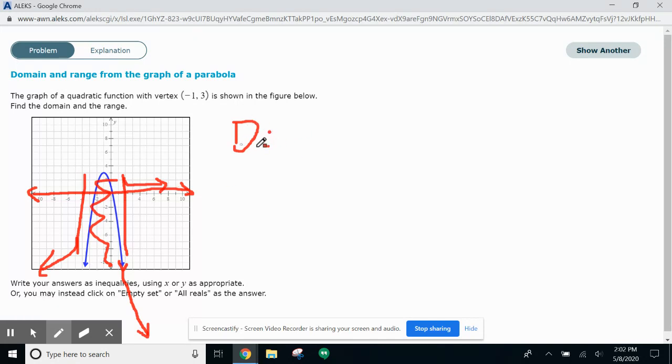So what we want to put for our domain is all real numbers. Sometimes we can just put it as all reals. We'll look at the explanation to see how they write the answer, but they can put all reals. If you know it's going to use all the x values and just keep going forever, then you'll put all real numbers. And that includes all the positive numbers, all the negative numbers, and then all the smaller numbers and decimals and fractions in between.